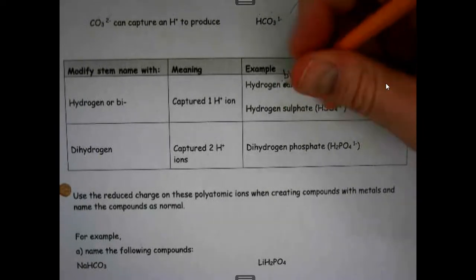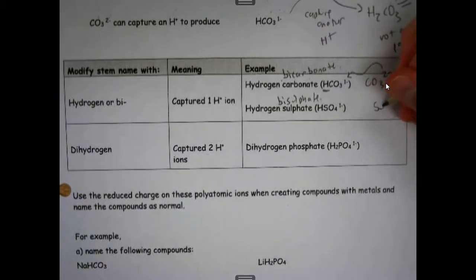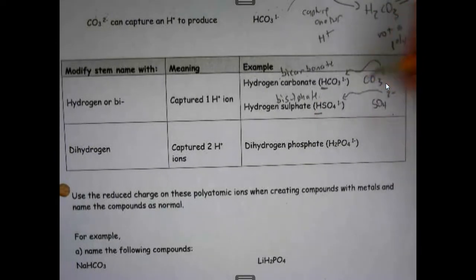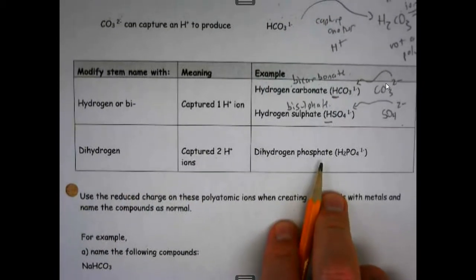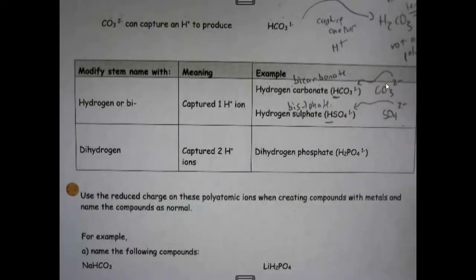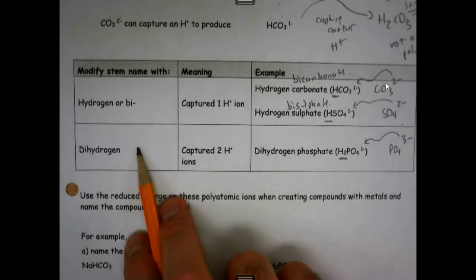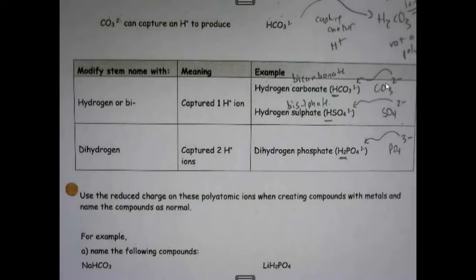Okay. Also, this is another example. You could have hydrogen sulfate or bisulfate. And again, the charge is reduced. Normally it's SO4 2 minus, but it's going to get changed because of the hydrogen to a 1 minus. I think phosphate is the only one that can really do this, capturing two H's. So you can change the name to dihydrogen. So it would be dihydrogen phosphate. And notice that PO4 is normally 3 minus, but because I've captured two H's, this goes down by 2. There is no bi version of this, so they just use the one, dihydrogen phosphate.